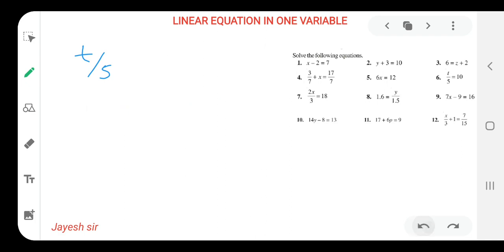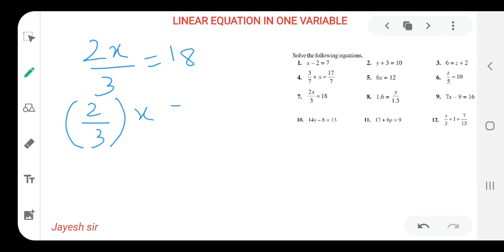If you are able to solve it on your own, then pause the video and try to solve it on your own. Our seventh sum is 2x by 3 equals 18. Here 3 is in division. Can we write this sum like this? 2 by 3 in one bracket and x in another bracket.